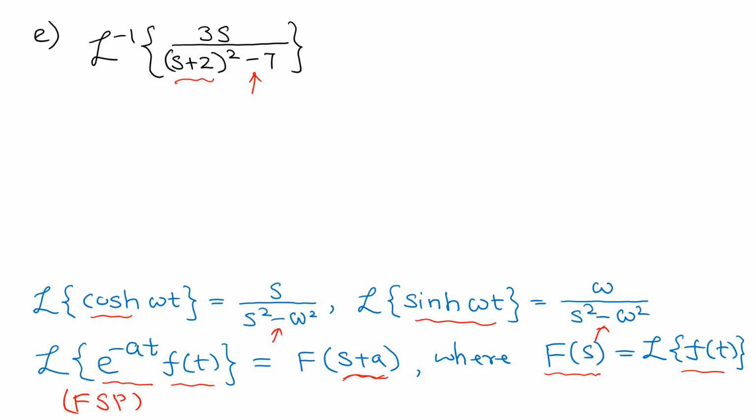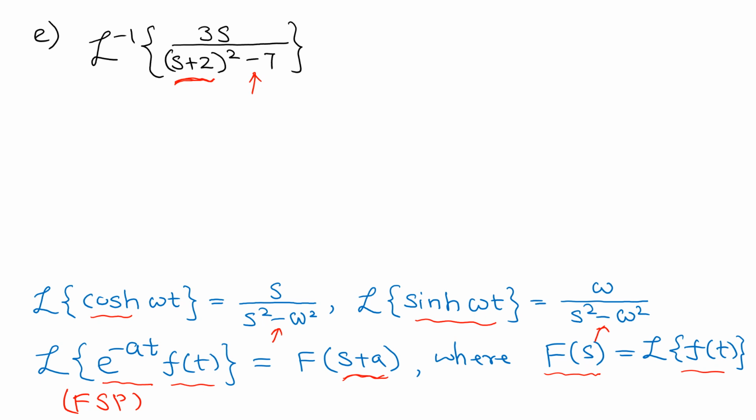So you can see we forget about this plus 2 term. When you want to figure out what the actual term is, we forget about the plus 2 term. So you simply consider this one as s squared. So this is like s squared minus 7. That means it is very close to the cos function.